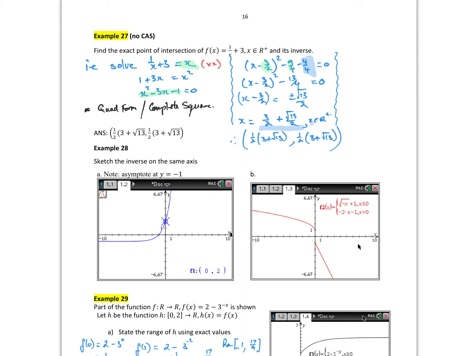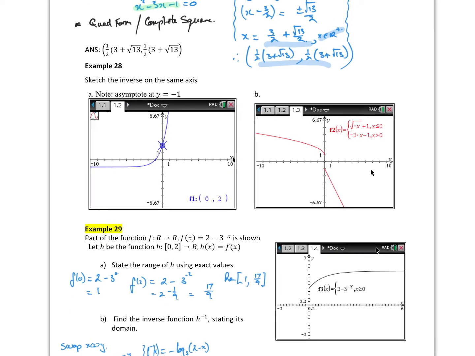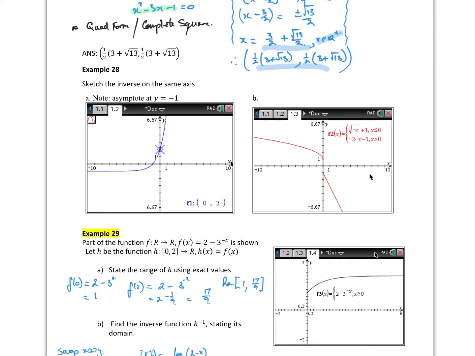Since x is an element of R plus, I don't have to worry about the negative root 13 on 2. So there's my point of intersection there. Oh, I missed that example, so let's do that. Sketch the inverse on the same axis. So note an asymptote at y equals -1, which means my inverse is going to have an asymptote at x equal to -1.